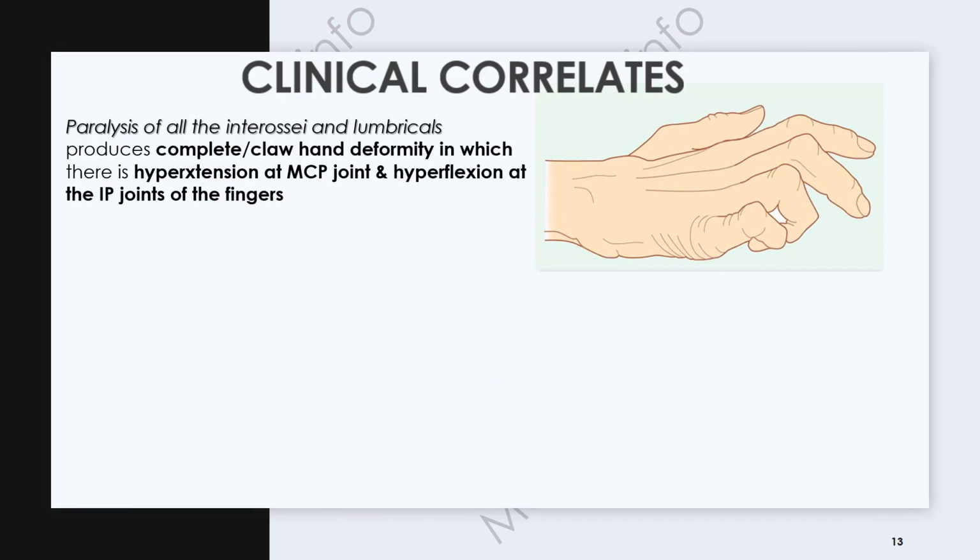So now that we've gone over the intrinsic muscles of the hand, we're going to take a look at some clinical correlates. First on our list is the paralysis of the interossei and the lumbricals. So remember when we said that the lumbricals are for flexion at the metacarpophalangeal joints and extension at the interphalangeal joints, yes, to hold the P, and we said that the interossei assist them. So when these muscles are paralyzed, we have hyperextension at the metacarpophalangeal joints and hyperflexion at the interphalangeal joints of the fingers. We can see this here in this diagram.